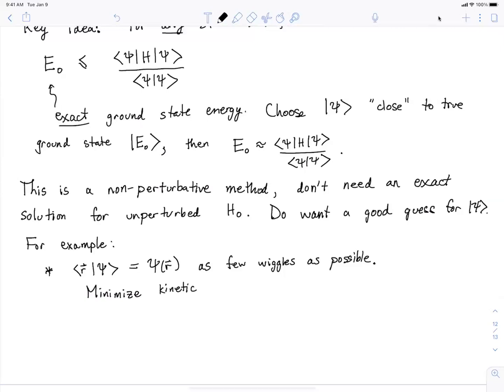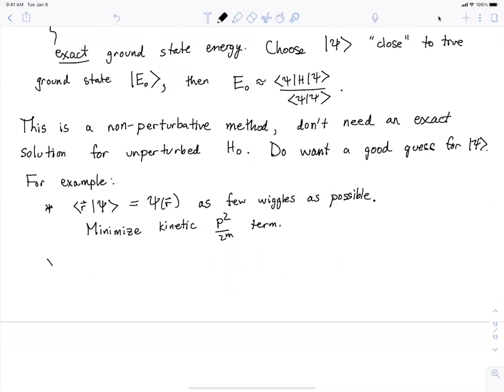And the kinetic term, meaning the p squared over 2m term in the Hamiltonian, doesn't like it if you have lots of wiggles. Okay, and then counteracting that, you want the wave function magnitude to be smaller where the potential is larger. So in places where the potential is large, you get a larger energy, and so your particle wants to avoid being near there. So those are two qualitative things that you can use to help you make a good guess.